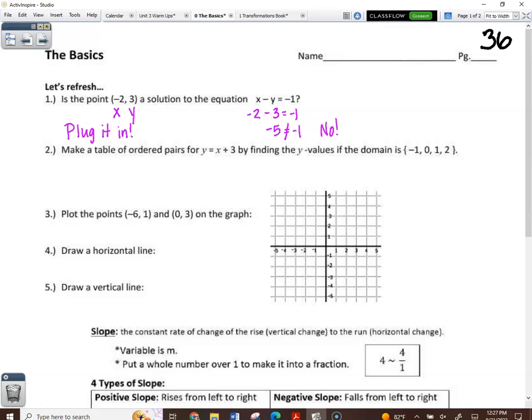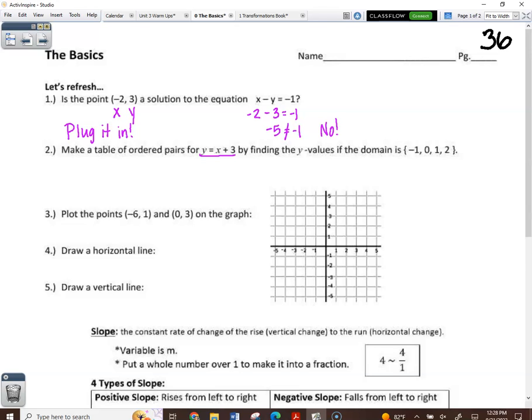Okay, look at the next question. Make a table of ordered pairs for y equals x plus 3 by finding the y values if the domain is the set -1, 0, 1, 2. There's a lot going on here. You already know how to do this. Let me refresh you because I realize you've slept since you did it last. This is an equation of a line, right? And they want a table of ordered pairs. That is a T-chart. Y'all remember the T-charts from when you're graphing?